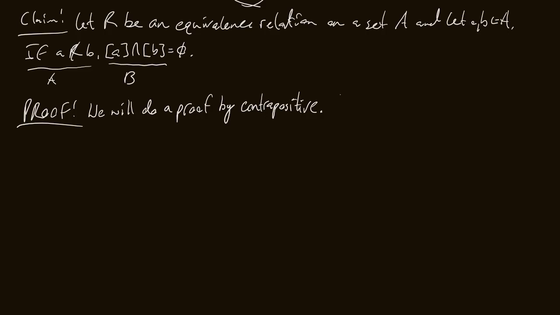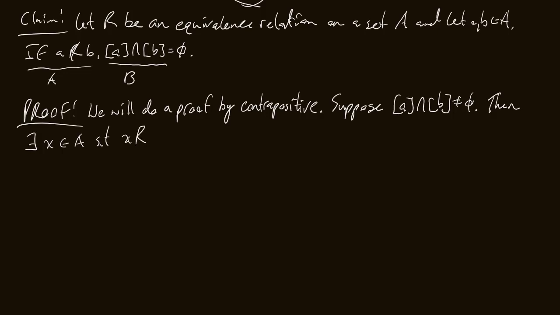So suppose a's equivalence class intersect b's equivalence class is not the empty set, right? So we negated B. We're supposing that their intersection is not empty, therefore there's an element in it. So then there exists some x in A such that x relates to little a and x relates to little b, right?